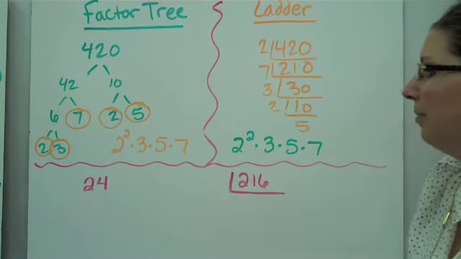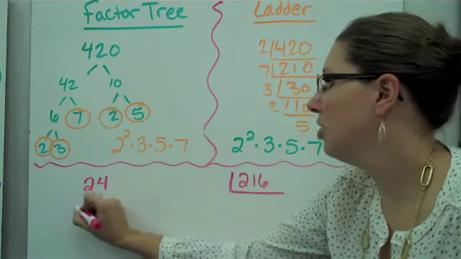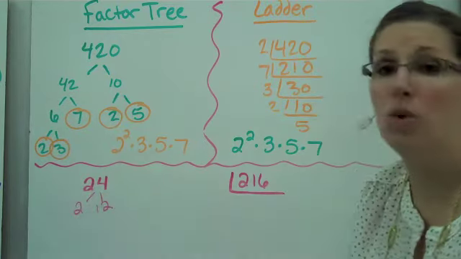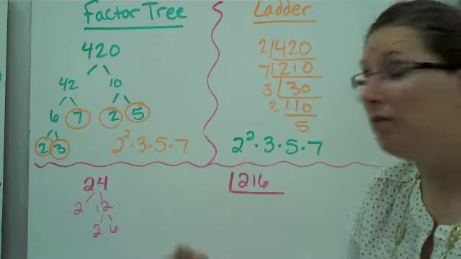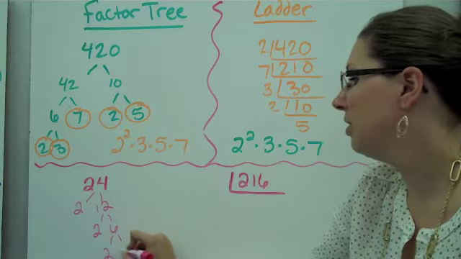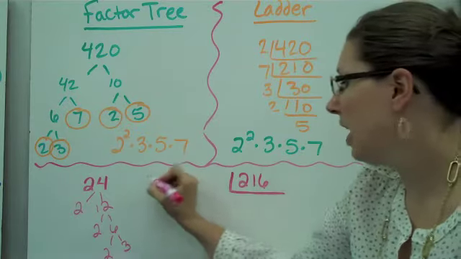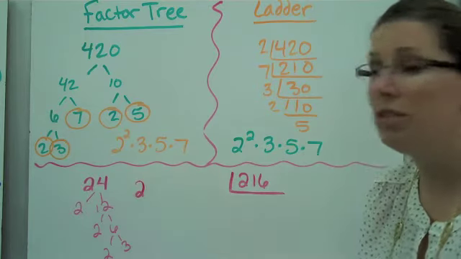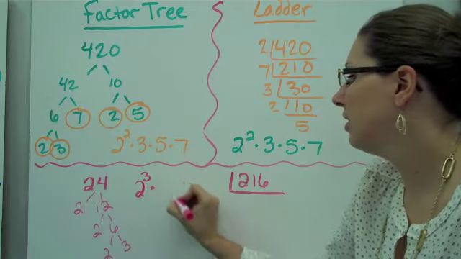Let's try a couple together. 24. 2 times 12 is 24. 2 times 6 is 12. Then 2 times 3 is 6. So the prime factorization of 24 is 2 times 2 times 2, which is also known as 2 to the third power, times 3.